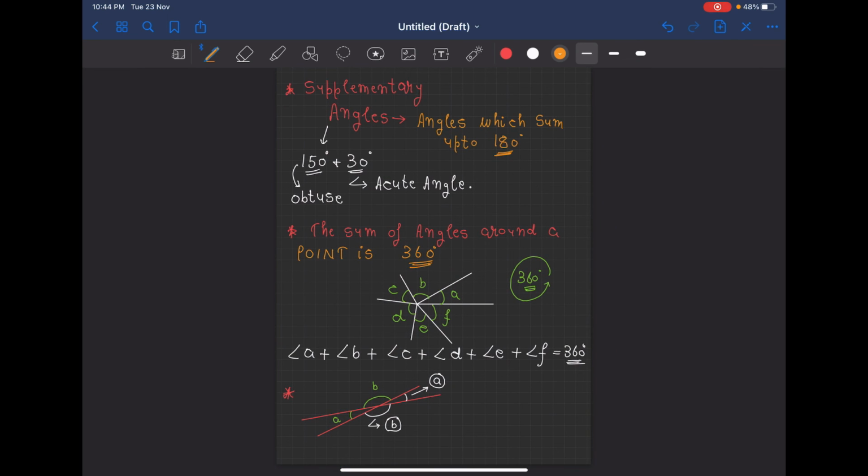Please make notes while watching the lecture, otherwise there's no benefit of watching the lecture just sitting on a couch relaxing and watching some lines, angles and shapes. There's no benefit of that. Please make notes.